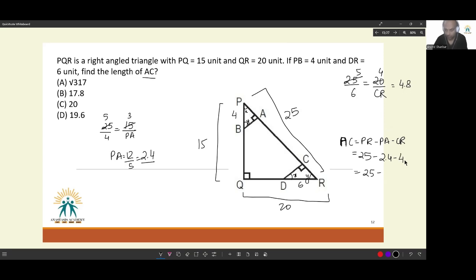So 2.4 minus 4.8. So from here, what will be removed? Minus 7.2. So we get to 17.8, or option B will be the right answer.